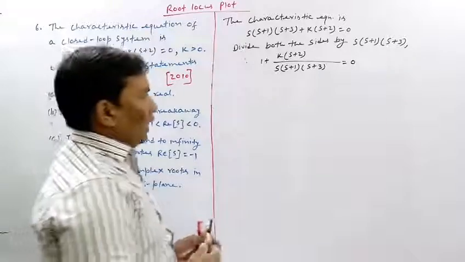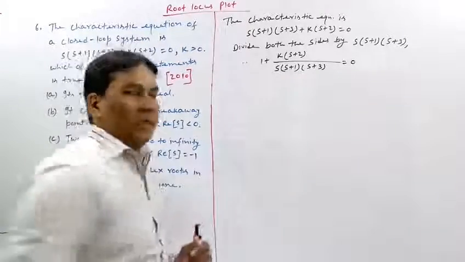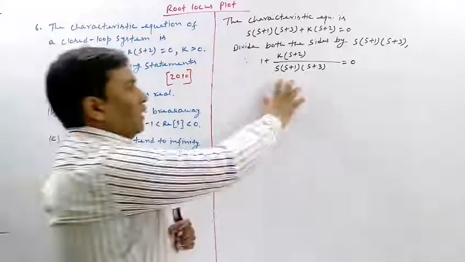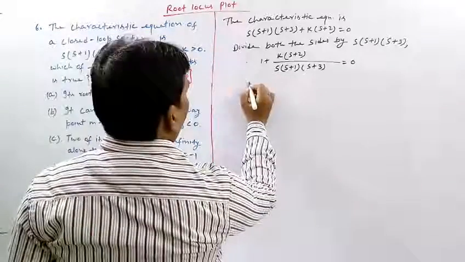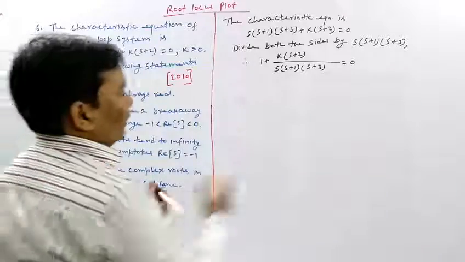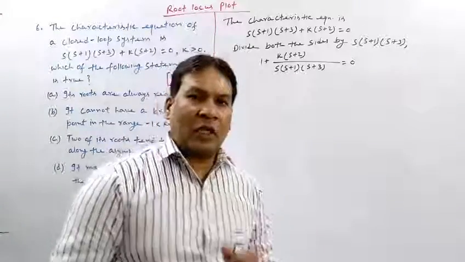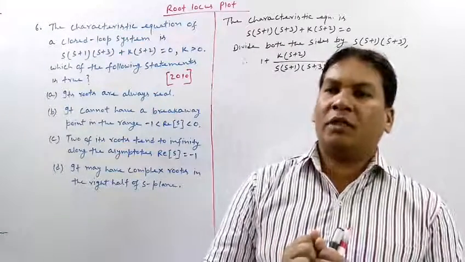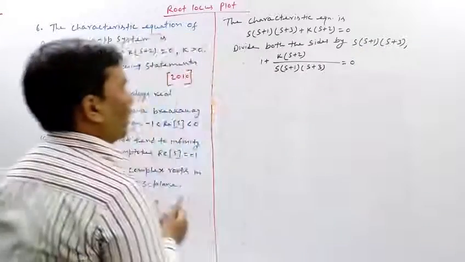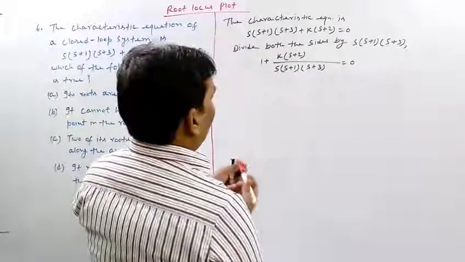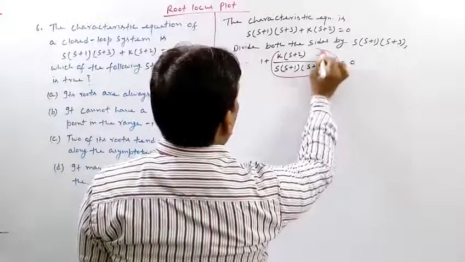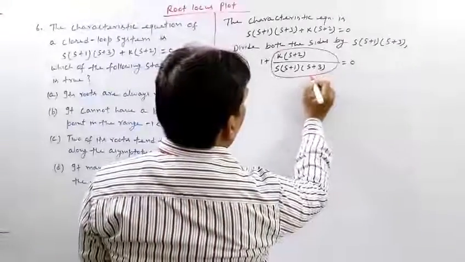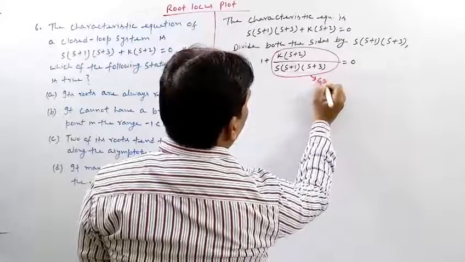Now this equation is in a standard form. What is a standard form? So now this equation is in the standard form 1 plus G(s) H(s) equal to 0. So this one is nothing but G(s) multiplied by H(s).